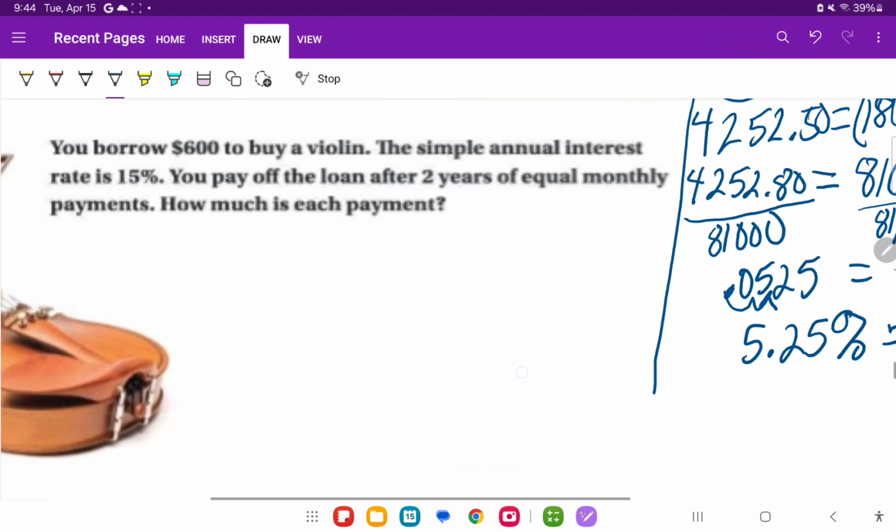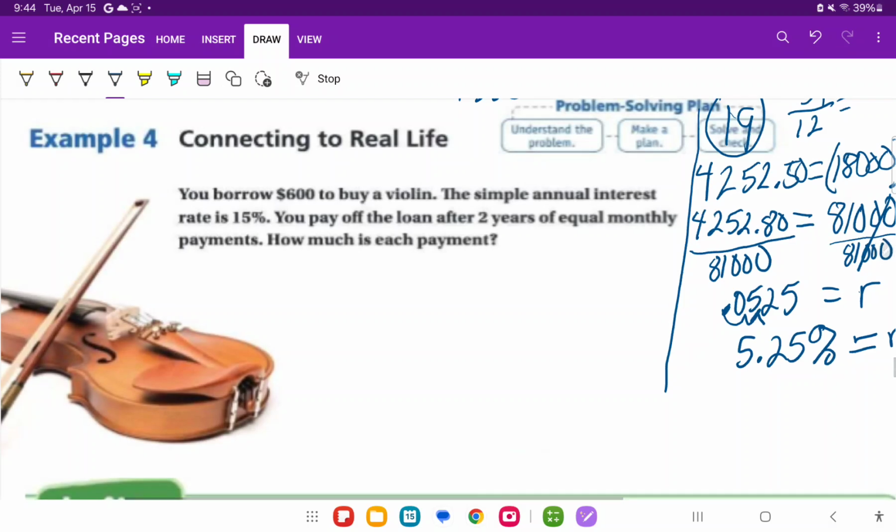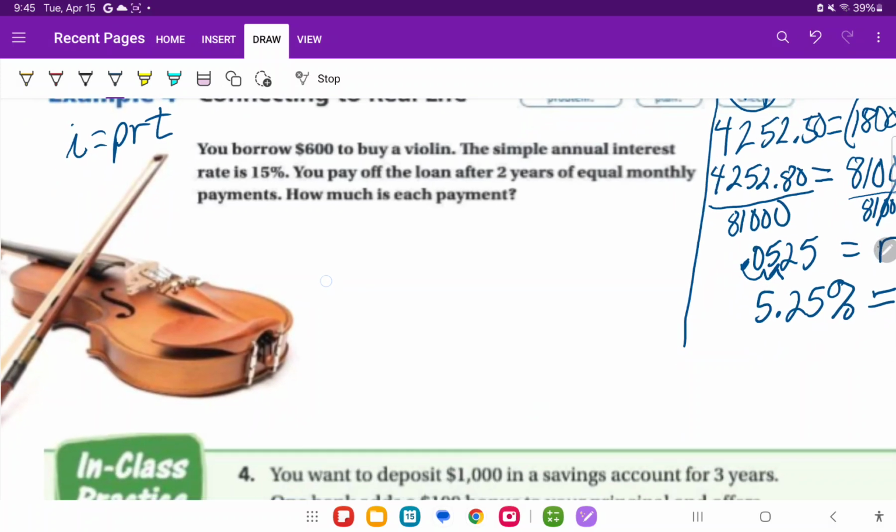Okay, we're going to do this one last example connecting to real life. You borrowed $600 to buy a violin. The simple annual interest rate is 15%. You pay off the loan after 2 years of equal monthly payments. How much is each payment? So it took you 2 years. Remember, we're using I equals PRT. This has a couple of extra things to it when we're done with the first part. Your principal is $600 to buy the violin.